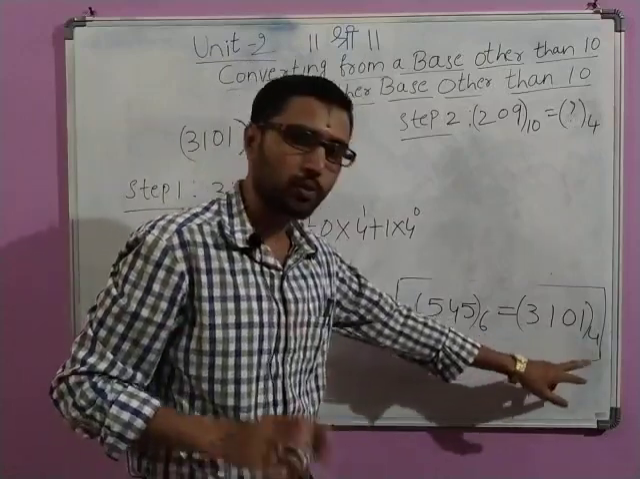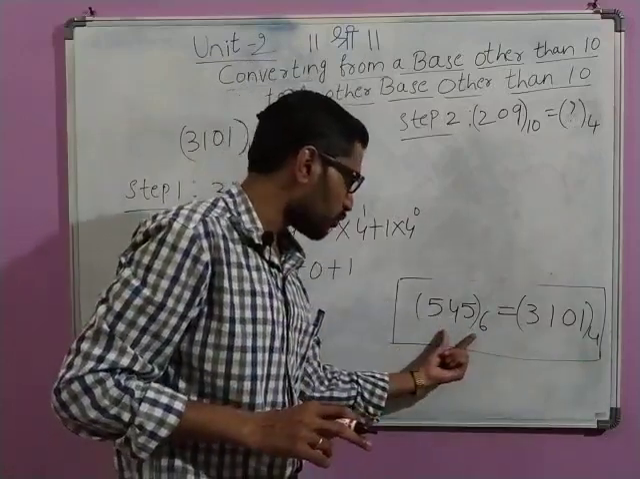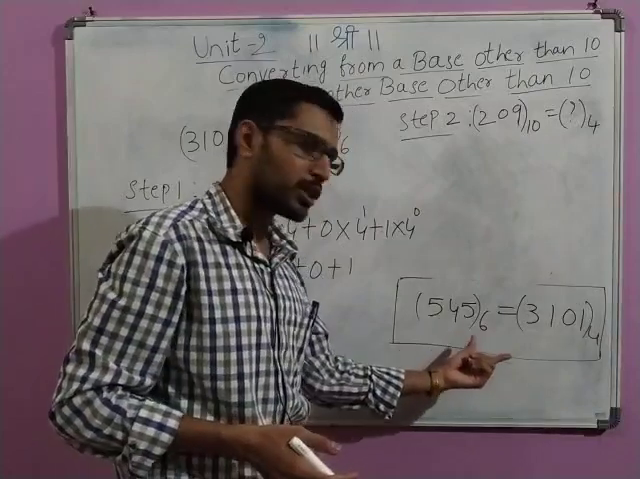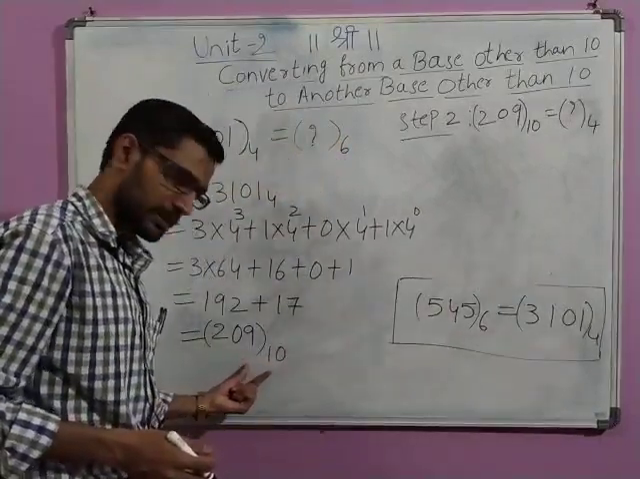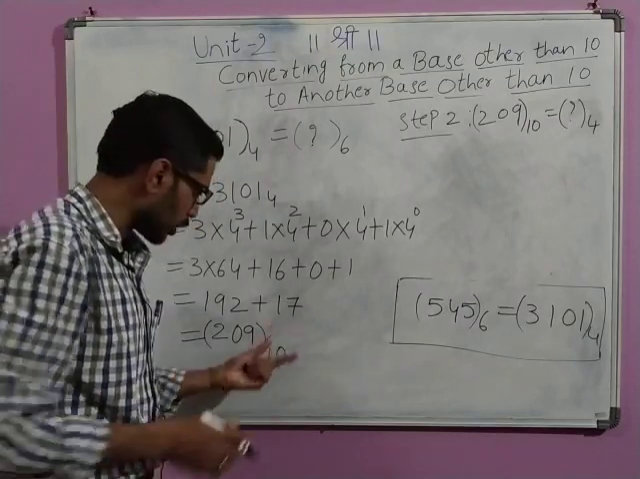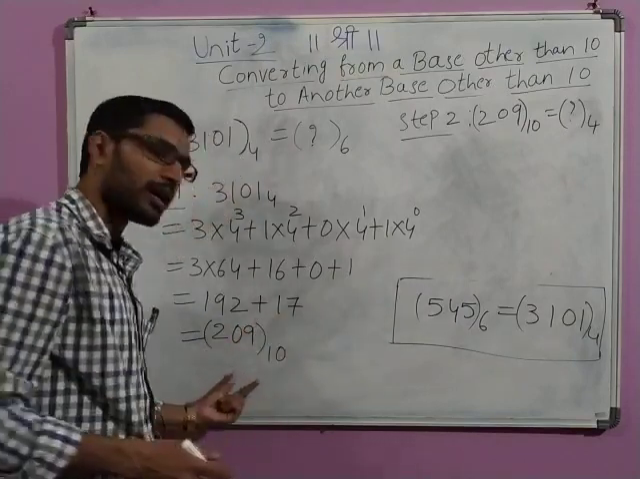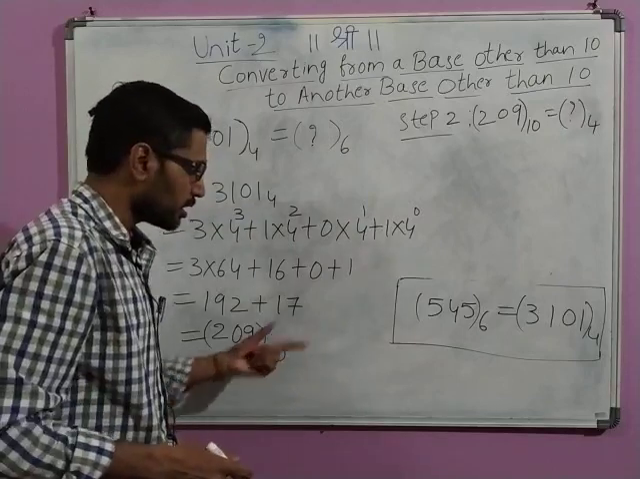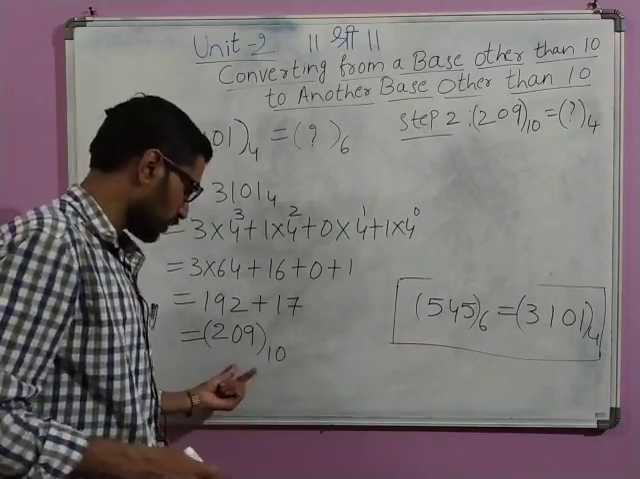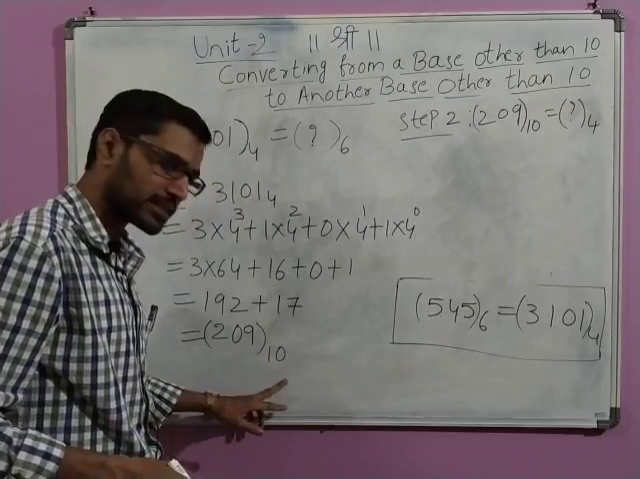Now if you observe the earlier example when we were converting 545 to the base 6 to 3101, what was the step? First step, 545 to the base 10. So if you convert into base 10, what result did we get? The result was the same, 209 to the base 10. So here also the intermediate result is going to remain the same. If you are not getting the intermediate result the same, then you have gone wrong somewhere. So this is 209 to the base 10.